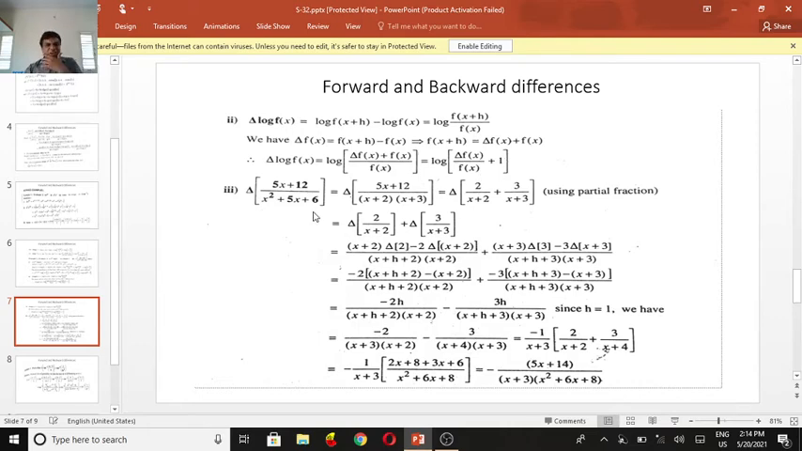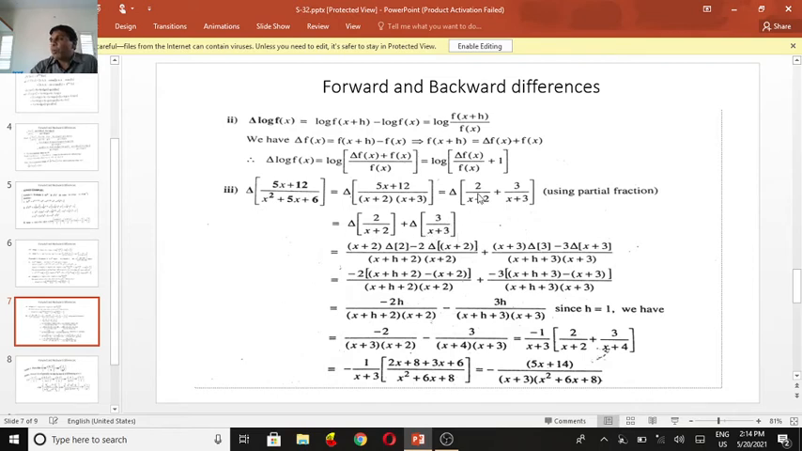This is the way. Now we come to the problem in linear and quadratic form formula. Suppose we take Δ of (5x plus 12) divided by (x square plus 5x plus 6). The denominator x square plus 5x plus 6 is factorized and can be written as (x plus 2) into (x plus 3). So (5x plus 12) divided by (x plus 2)(x plus 3), we can write in partial fractions. This is proper, so we write the partial fraction: Δ of 2 divided by x plus 2, plus 3 divided by x plus 3.